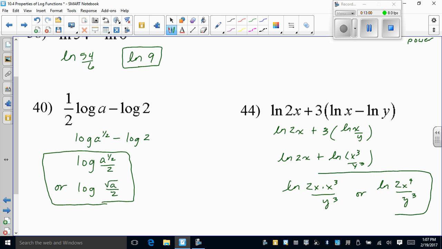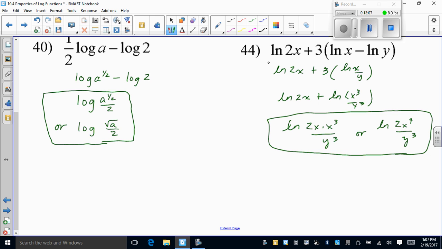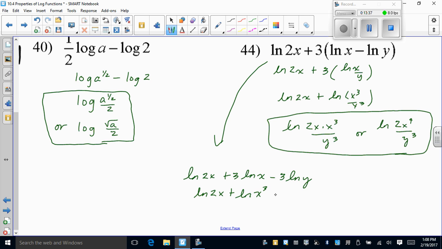Now for some of you, we're going to do a little something more with 44. For some of you, it might have been a little bit easier to do natural log of 2x plus 3 natural log of x minus 3 natural log of y. That may have been an easier way. Well, you still would have had to take care of powers first. So natural log of 2x plus natural log of x cubed minus natural log of y cubed. And that doesn't get us there, because the steps are not the same. So that's why I said this one might have been an easier route for some of you to take.